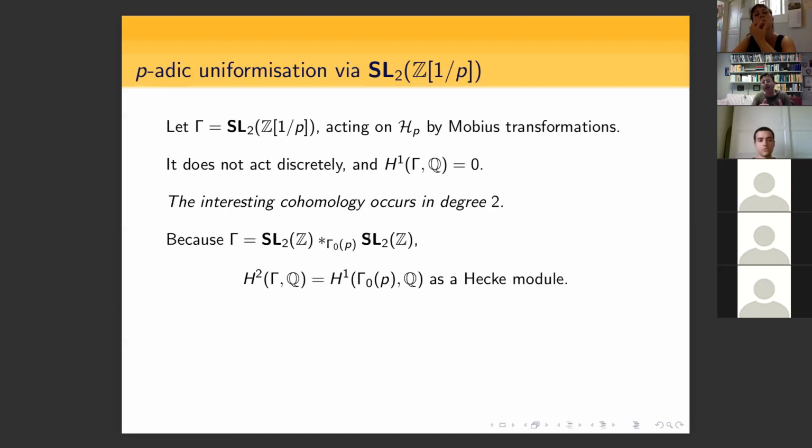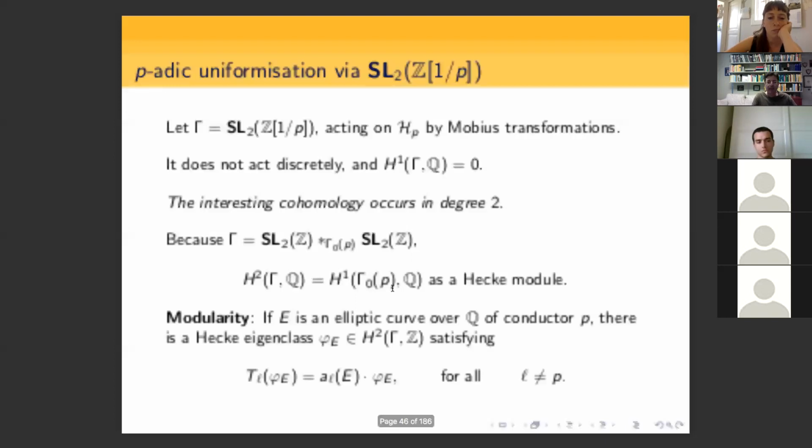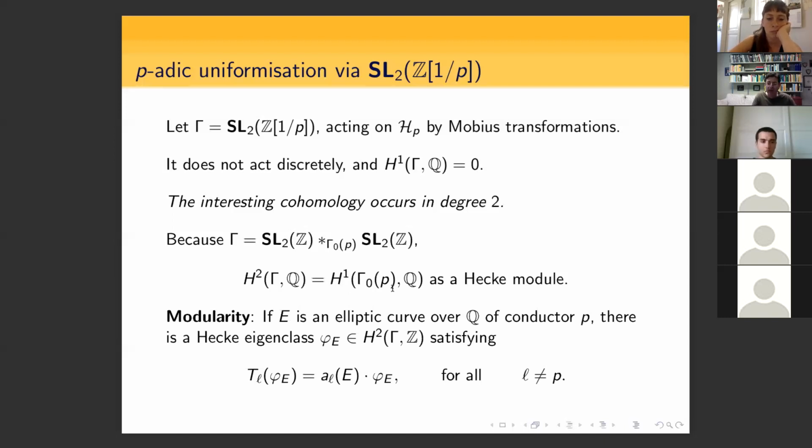This can be seen by making gamma act on the Bruhat-Tits tree of SL2 of Qp, which is a p+1 regular tree with vertex stabilizers SL2Z and edge stabilizers isomorphic to conjugate copies of gamma naught of p. And from this expression of gamma, one can calculate the cohomology of gamma and relate it to the cohomology of gamma naught of p. And one finds in particular that the second cohomology of gamma is essentially identified with the first cohomology of gamma naught of p in a way which is completely natural and compatible in particular with the action of Hecke operators. Okay, so modularity therefore tells us that if we have an elliptic curve of prime conductor p, then there's a Hecke eigenclass in the second cohomology of gamma, which satisfies this familiar relation, right? That the Hecke eigenvalues are the same as they are for the modular form attached to the elliptic curve.